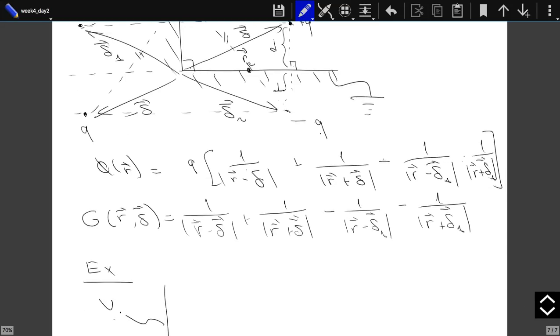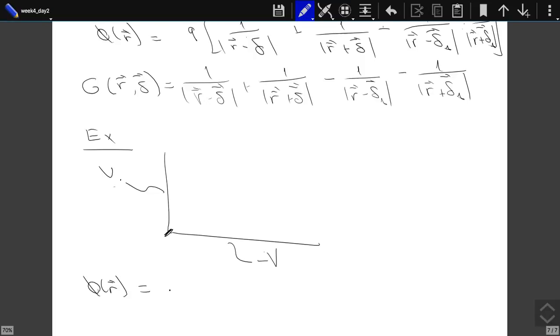By the way, if you look at from here, if you just change R and delta, the Green's function is symmetrical. Right? It's kind of trivial to see for the first two ones. It's a bit more complicated to see in the last two terms, but I mean, you can work it out.